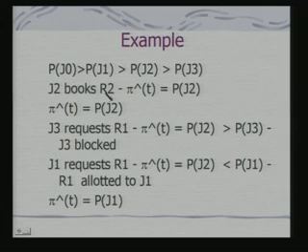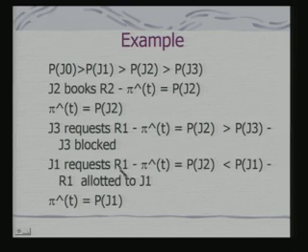Now, J2 books R2, okay. So, what will be the π̂(t)? R2 is a resource, so it will be the priority of J2. And J3 requests R1, okay. So, π̂(t) now is greater than the priority of J3. So, J3 will get blocked, okay.